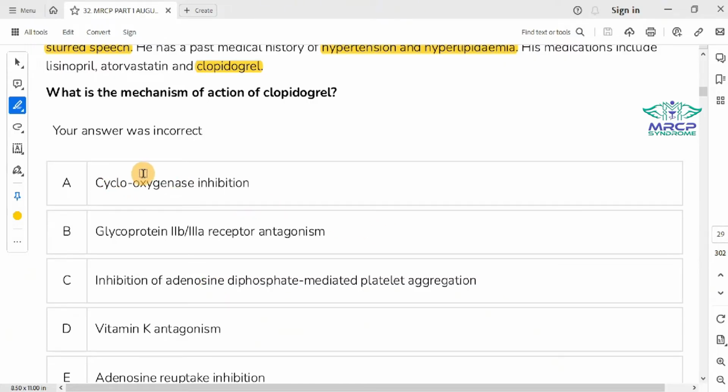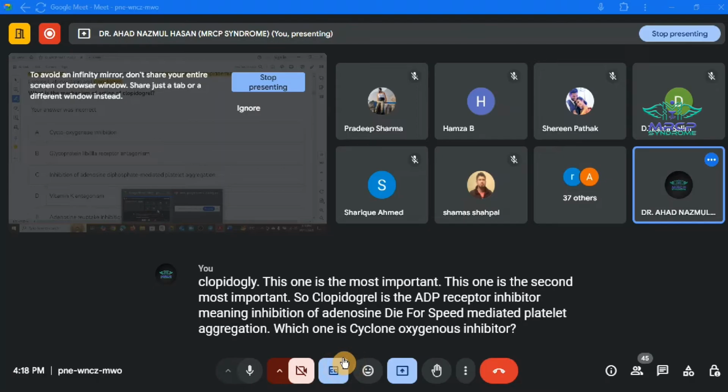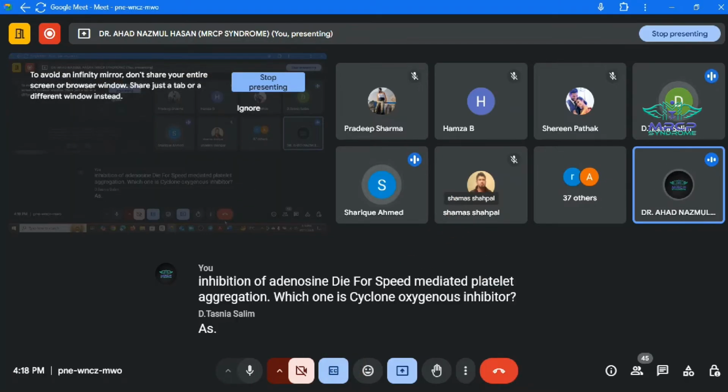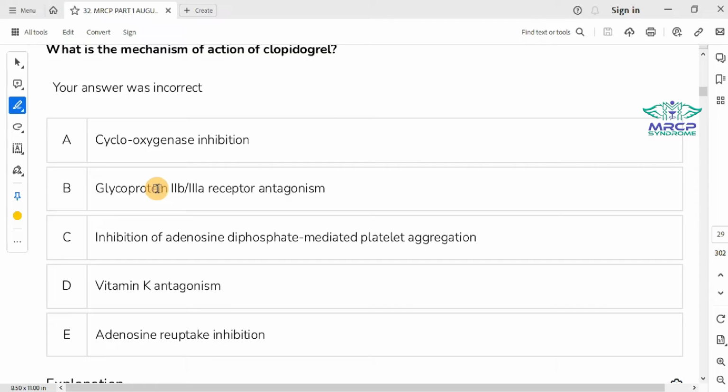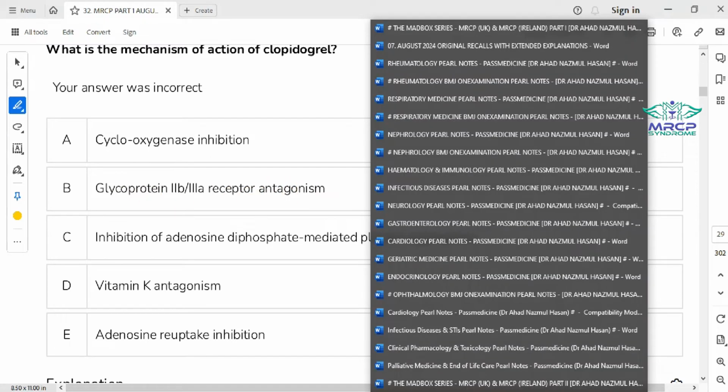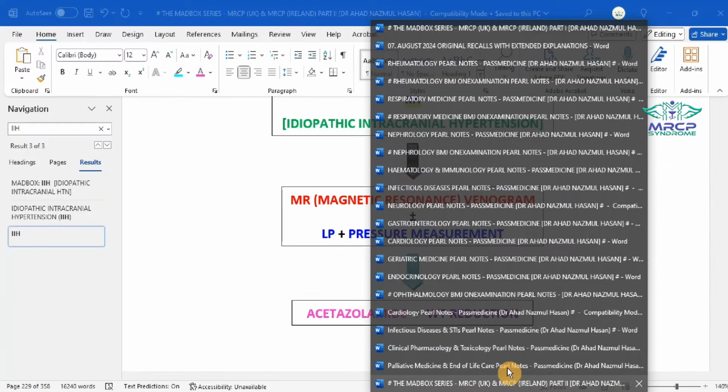Which one is the cyclooxygenase inhibitor? Which drug is the cyclooxygenase inhibitor? These are the NSAIDs. These NSAIDs are the cyclooxygenase inhibitors. And glycoprotein 2b3a inhibitors, examples, recall the names. What are the drugs?